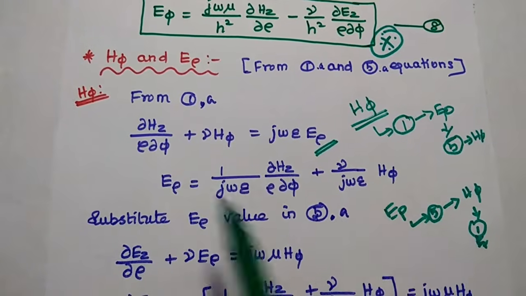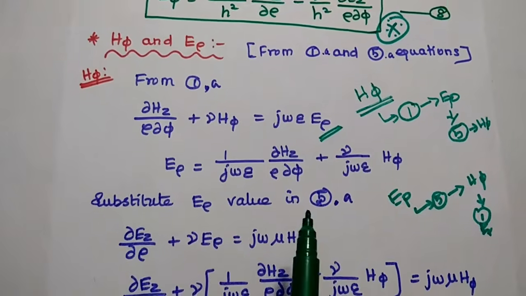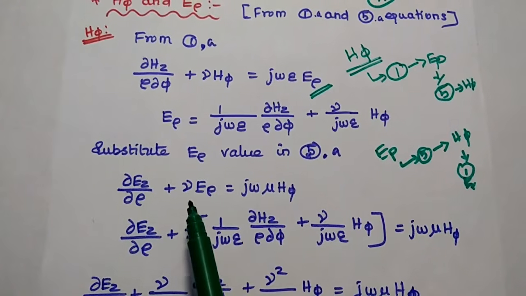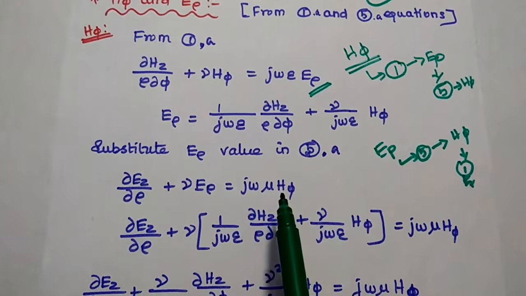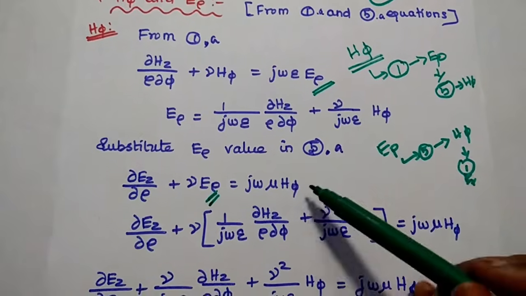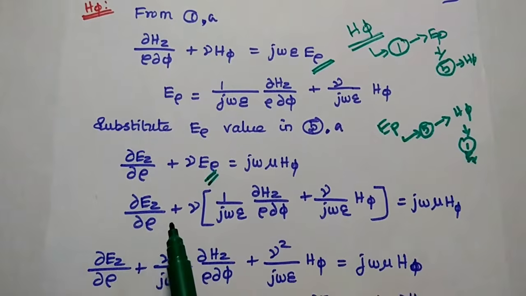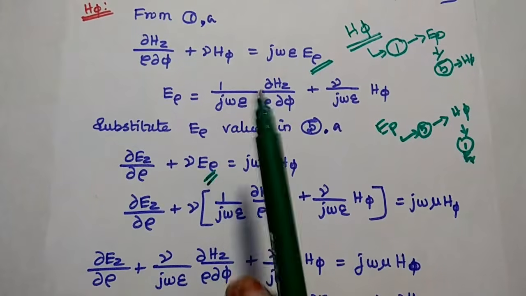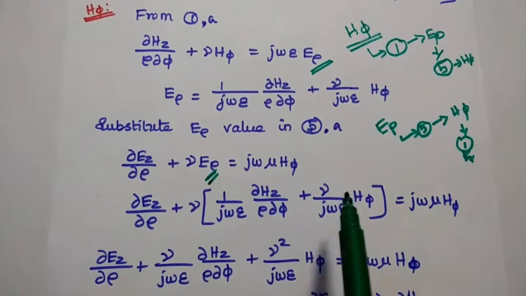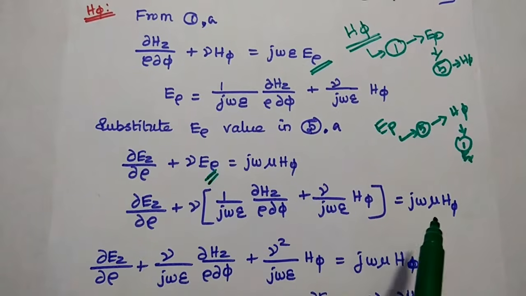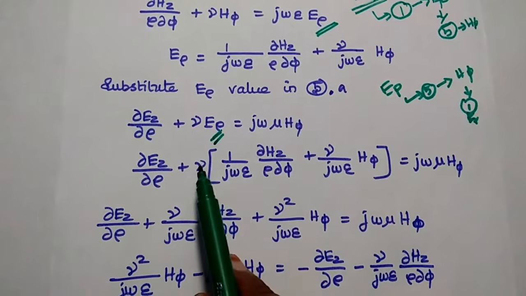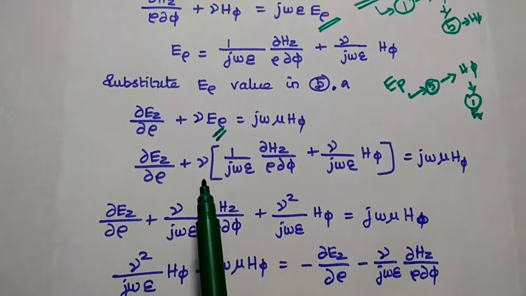Then we have to substitute this E rho value in the fifth equation. So what is the fifth equation? Dou Ez by dou rho plus gamma E rho is equal to j omega mu H phi. So this E rho value is replaced with this expression. So we get dou Ez by dou rho plus gamma into this E rho value, which is 1 by j omega epsilon dou Hz by rho dou phi plus gamma by j omega epsilon H phi, is equal to j omega mu H phi. Then we have to multiply this gamma inside this bracket. We can get the value like this.